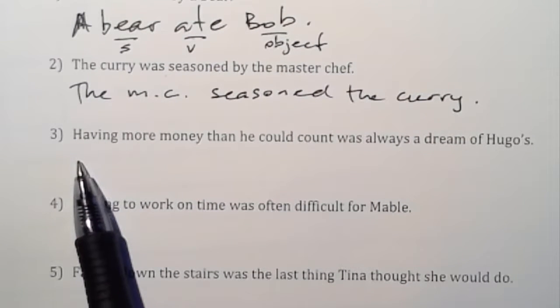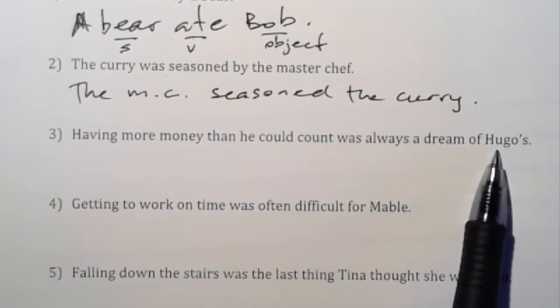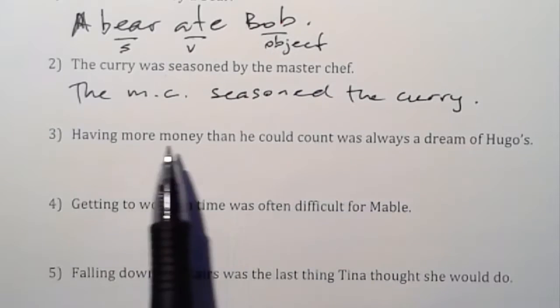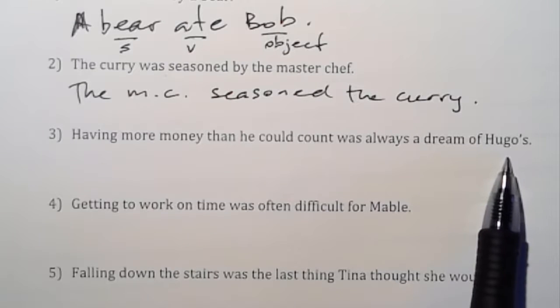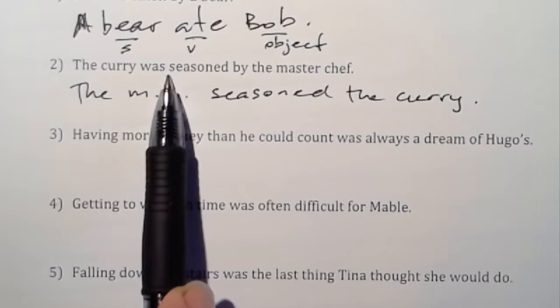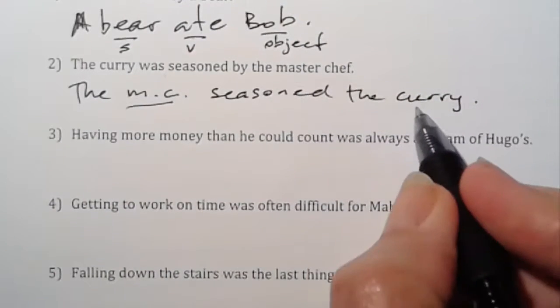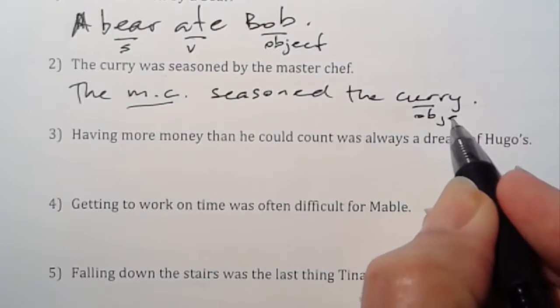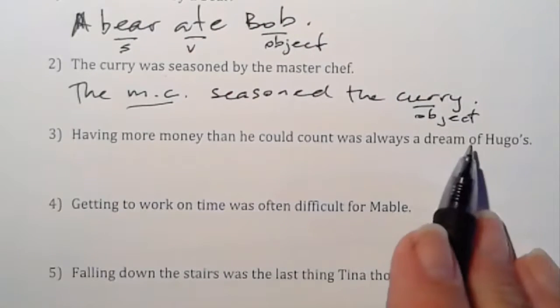Here's a good example of a passive sentence that's a little clunky. Having more money than he could count was always a dream of Hugo's. So, whose dream? It's Hugo's. So here we have the subject, perhaps. In the previous example, the curry was seasoned. It turned out that the master chef was the subject and the curry was the object. So, could the same be true here?